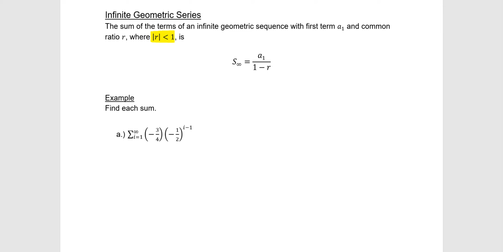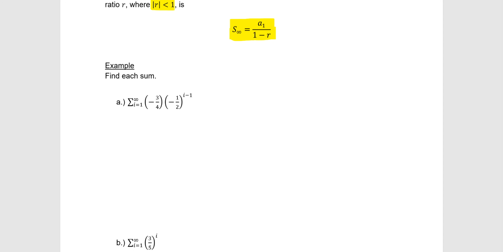So the sum here is actually very, very easy. The sum of an infinite amount of terms here, where the absolute value of r is less than 1, is the first term divided by 1 minus r. Okay, so let's see an example of this.